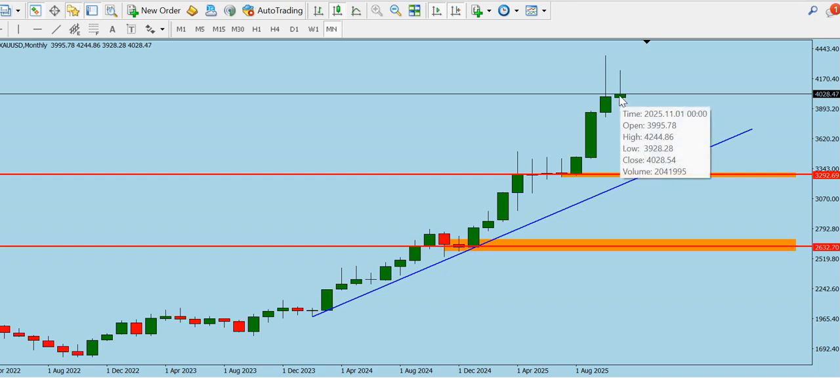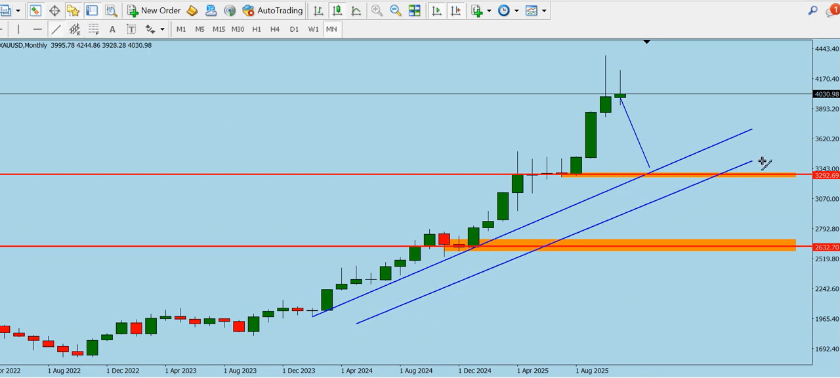If the current monthly candle, I'm talking about the month of November, closes bearish, we might see a top in place on the higher time frame, and we might see price of gold drop. But if it closes bullish, we might expect price of gold to continue its upward direction, which is likely, looking at the trend is strongly bullish.